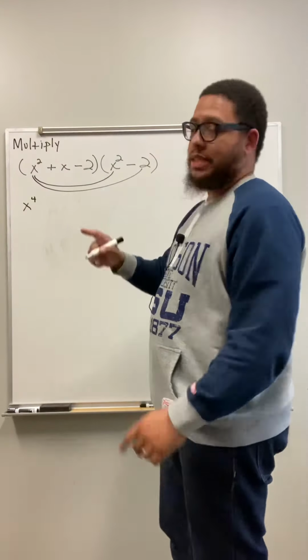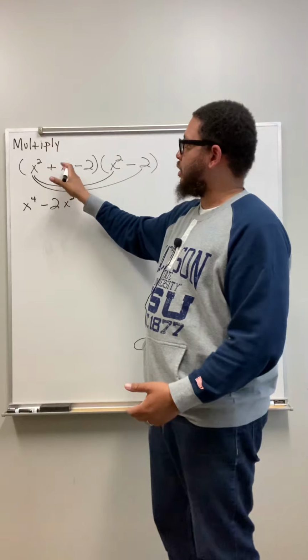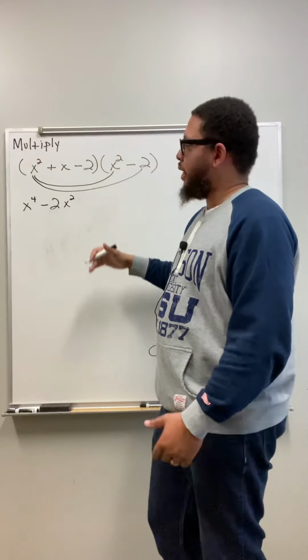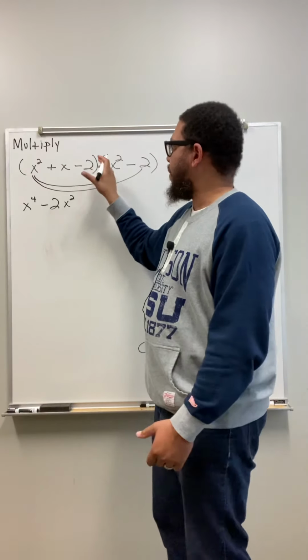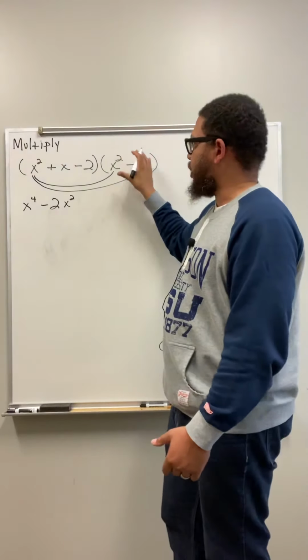Now I'm going to do the same thing with the x. Now I got to multiply x by everything inside these parentheses. Then I'm going to multiply the negative 2 by everything inside these parentheses. All right, and I do it step by step, and I keep everything organized and orderly.